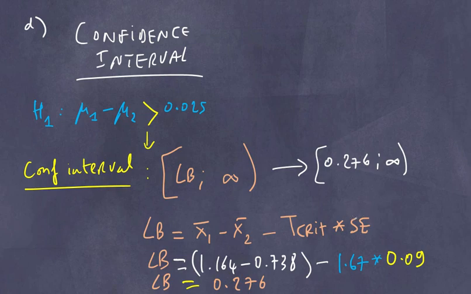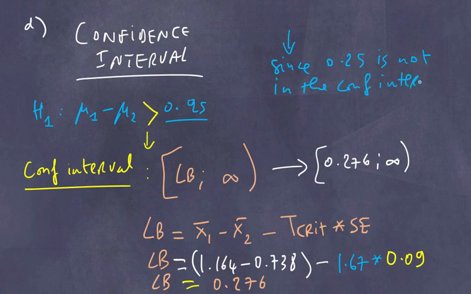to infinity. And notice that since 0.25, did I put 0.025? This is 0.25, not 0.025. Since 0.25 is not in the confidence interval, right? This is not in this range. We reject H0, and so we reach the same conclusion as the critical value approach.